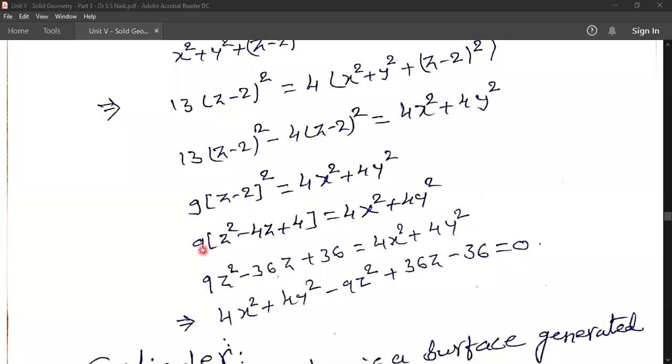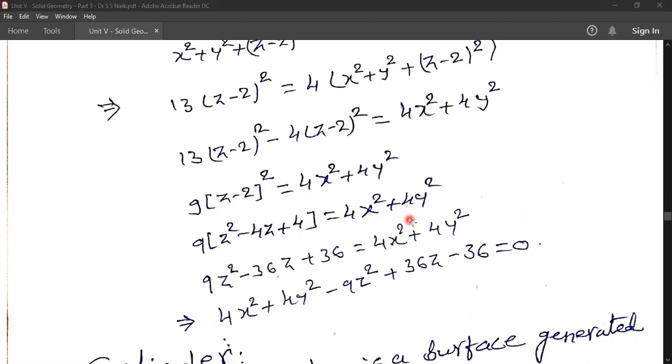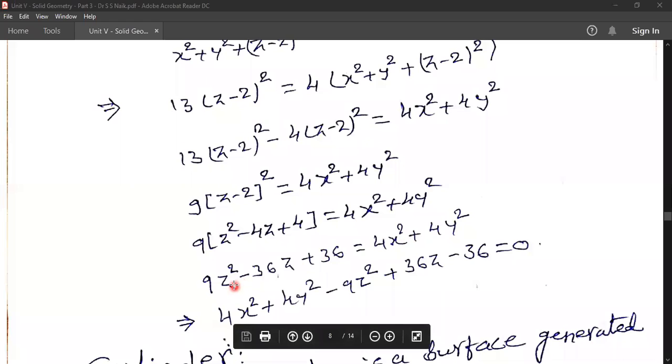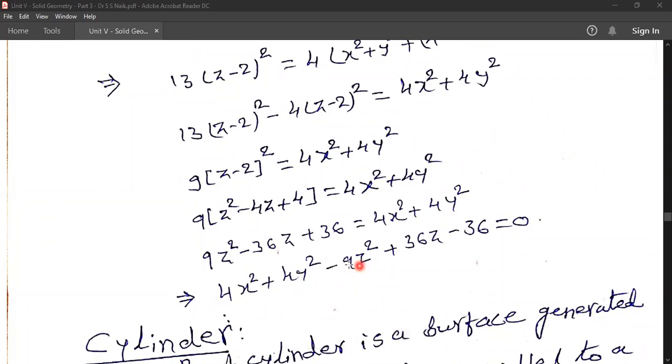So again go on simplifying, this becomes 9z square, and then minus 36z, and plus 36, is equal to 4x square plus 4y square. So take these values on this side: 4x square plus 4y square, this 9z square will go on the left hand side, becomes 9z square minus 4x square minus 4y square, minus becomes plus, plus 36z, and then minus 36 is equal to 0. So this becomes the solution of the problem on the right circular cone.